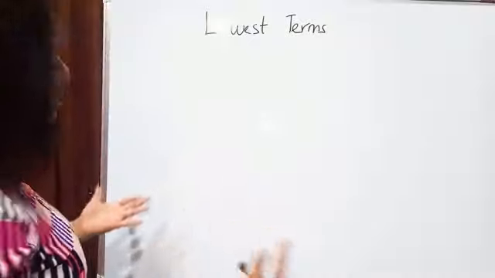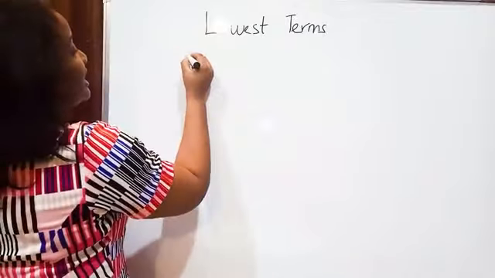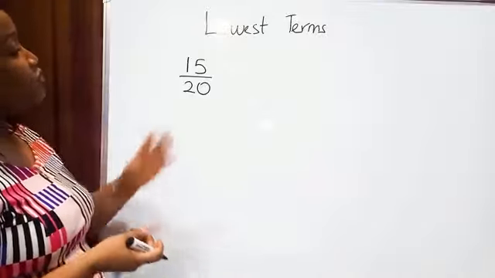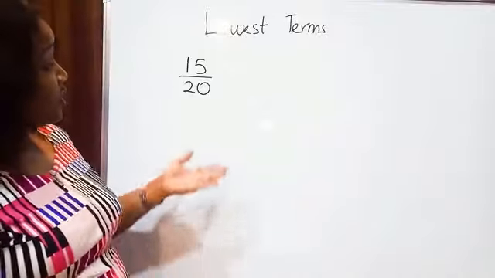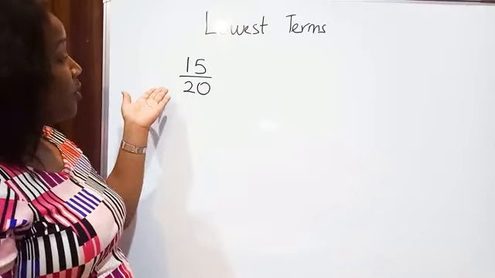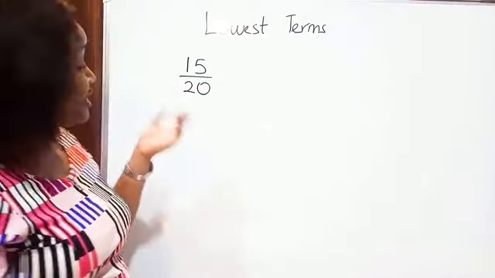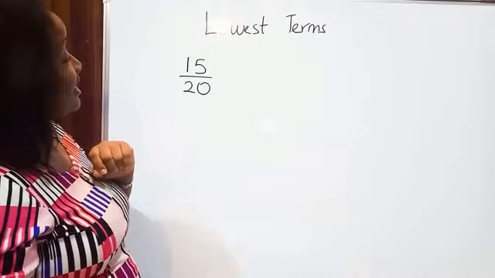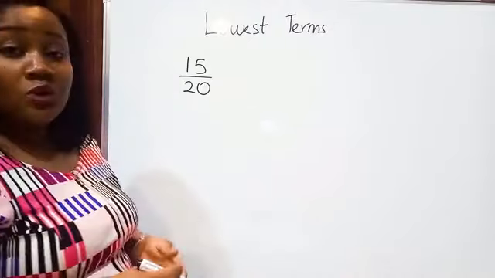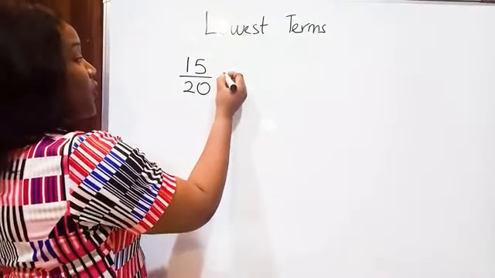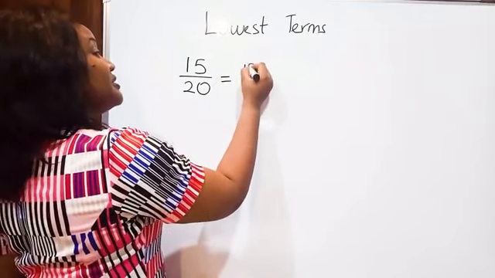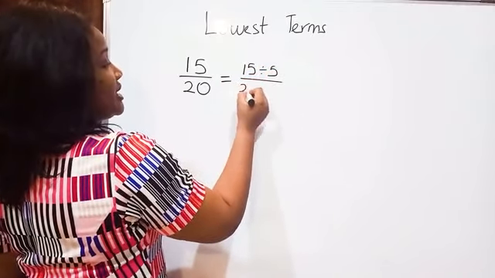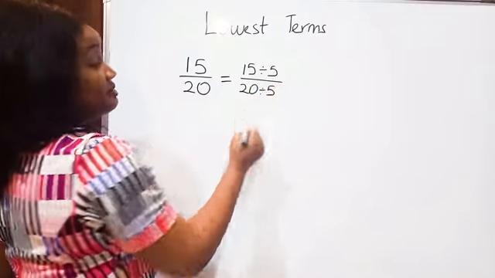Let's take, for example, 15 over 20, and we are to reduce it to its lowest term. You can say they have a factor in common. That's our HCF. That's why we've been studying LCM and HCF. You have common factors here. Looking at the two of them, you can see that 5 can go. So 15 over 20 is the same as saying 15 divided by 5 over 20 divided by 5.